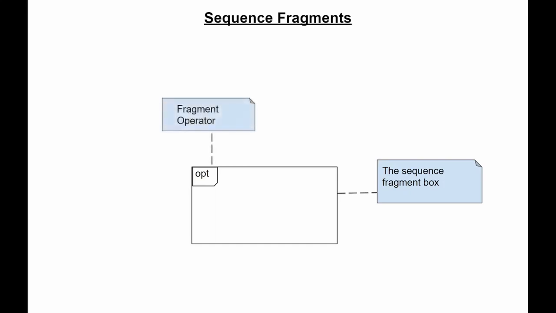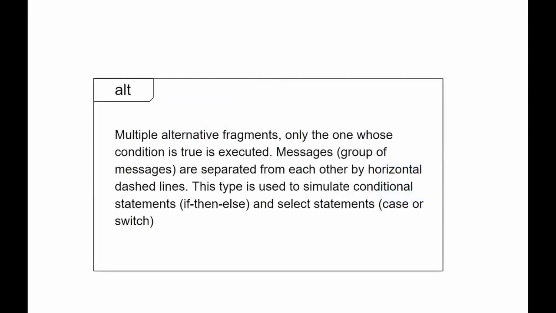UML 2.0 introduces sequence or interaction fragments. A sequence fragment is represented as a box called a combined fragment that includes some of the interactions within the sequence diagram. The fragment operator in the top left corner indicates the type of fragment, which can be one of the following: alt, multiple alternative fragments. Only the one whose condition is true is executed. Messages or groups of messages are separated from each other by a horizontal dashed line. This type is used to simulate conditional statements like if, then, else, and select statements, case or switch.